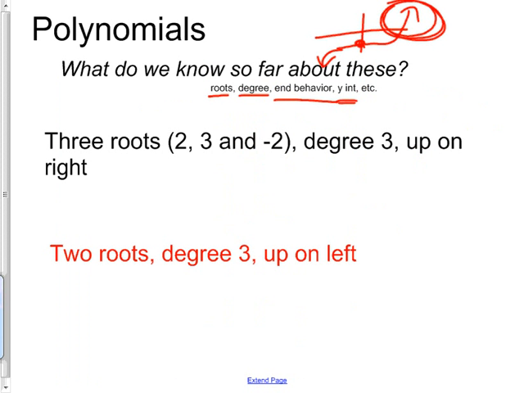All right, so if I gave you these clues, there were 3 roots, and they are 2 and 3 and -2. It's a third degree polynomial, and it's up on the right. You should be able to make a little sketch of it. Try making a little sketch from what I just told you there. It's a third degree, so you know something about the end behavior. There's 3 roots, and it's up on the right. Sketch. Make a little picture.